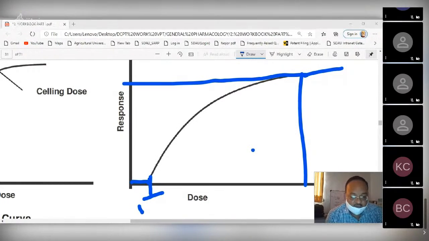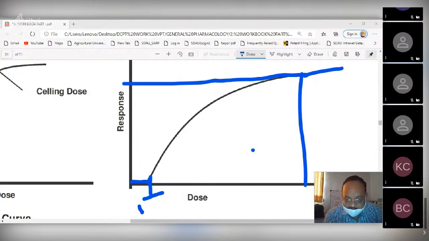So how is the dose response curve plotted? Number one, you have to give the graded dose. We are talking about the graded dose response curve. Now, in graded dose, we are giving different doses to the same individual and measuring the response observed at the different doses. So you will get this type of curve. This is known as the graded dose response curve.